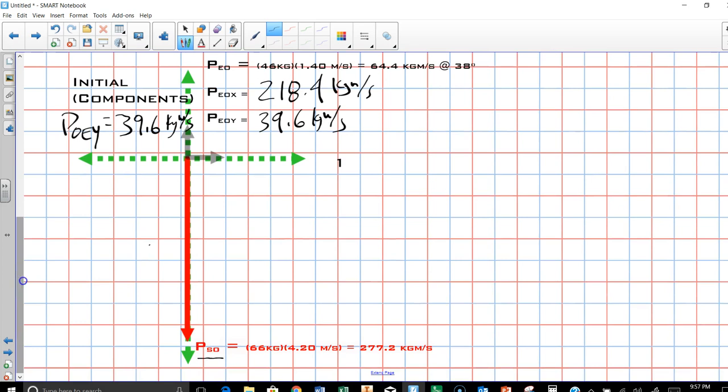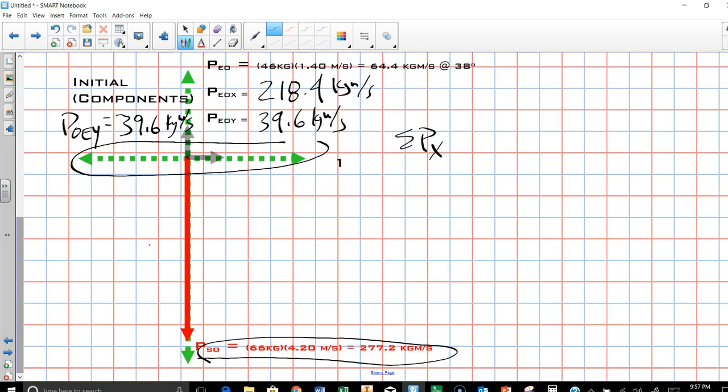Meanwhile, this person, well, this one's not changed, right? Because we didn't change its angle. It's all in the y. But we have to look at, for the initial, we have to look at it in two dimensions. So what was the net momentum, for example, in the x? We'll start with the easy one. Well, take a look at your diagram. What are the momentums in the x? There's only one of them. It's just POEX.